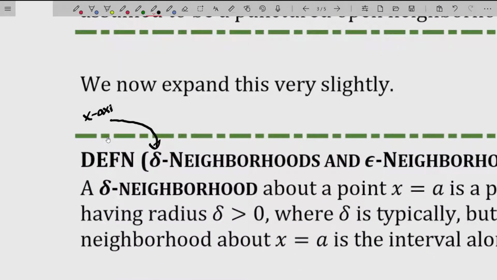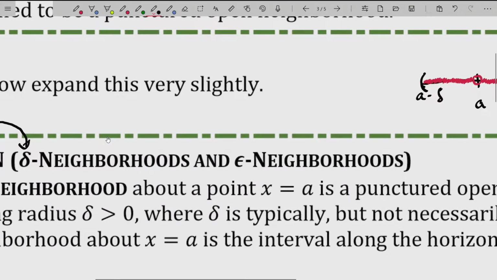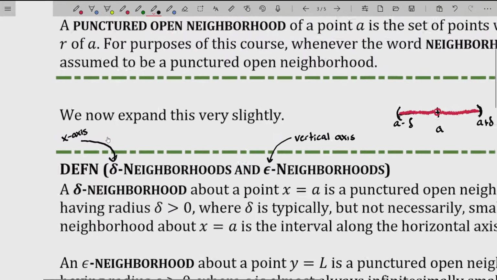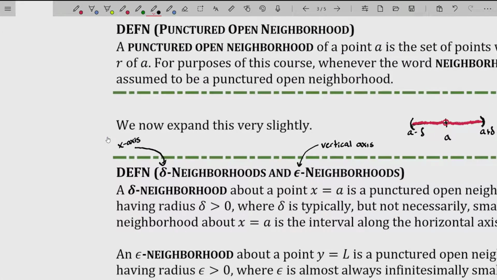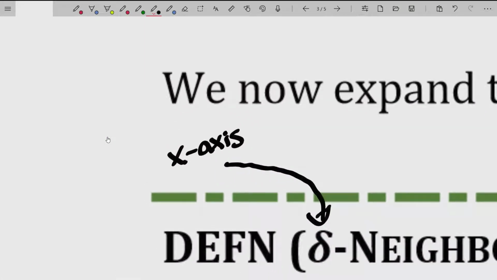So I tend to loosen up my restriction on language here, and I just say, listen, delta neighborhoods, these are x-axis neighborhoods. Okay, there is a slight thing I should say here. If your variable is not x, it's a horizontal axis neighborhood. And epsilon neighborhoods are neighborhoods on the vertical axis. Maybe I should write that, right? So there we go. And I should probably clean up this one over here and not call it the x-axis. I'll call it the horizontal axis.